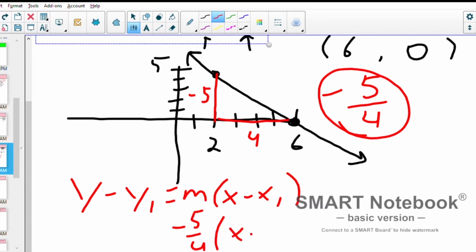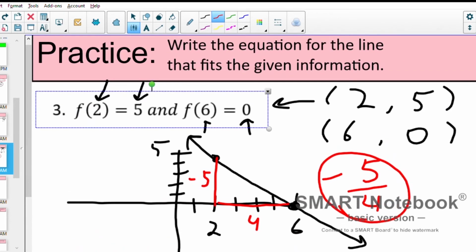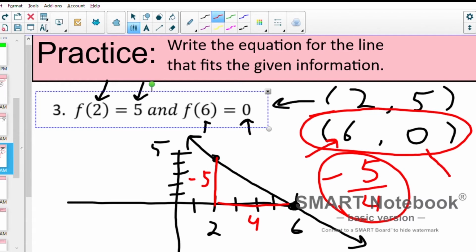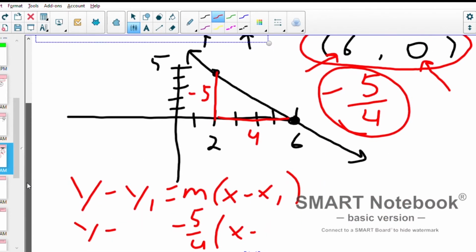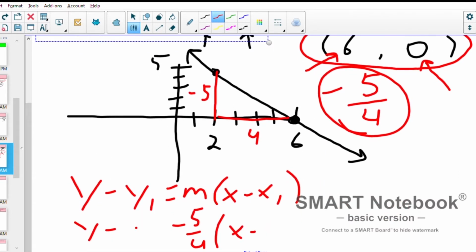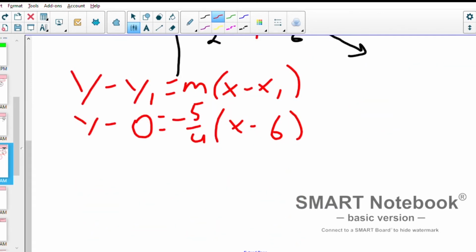And then we have x minus and y minus, and I need those x and y values. Now, I'm going to pick this one because I like the zeros, but it doesn't matter which point you pick. So I've got my x value, which is 6, and my y value, which is 0. So I'm going to go ahead and put those in. So we get y minus the y value, which was 0, equals m times x minus our x value, which was 6. And that simplifies to y, subtracting a 0 doesn't make a difference, equals -5/4 times x minus 6.